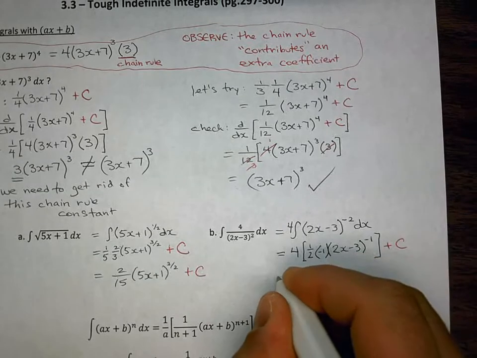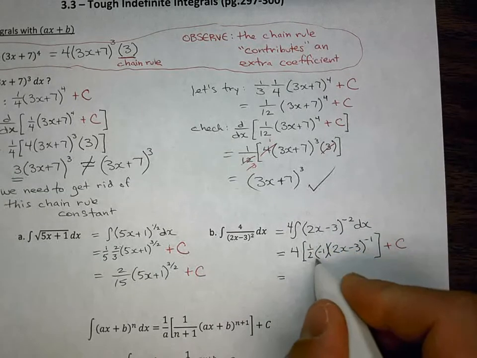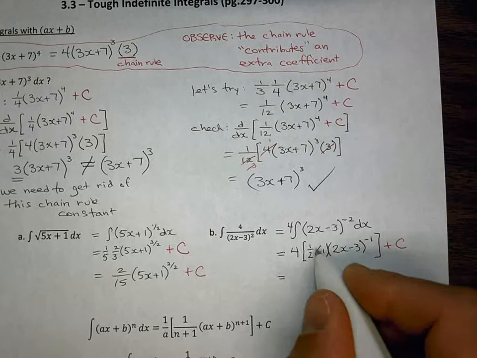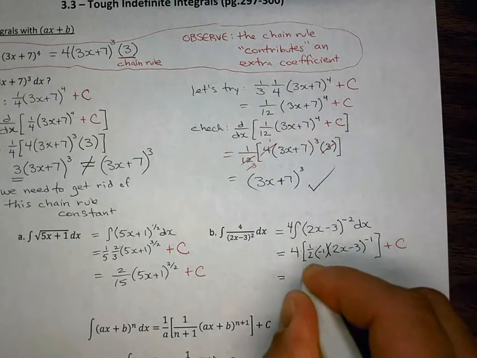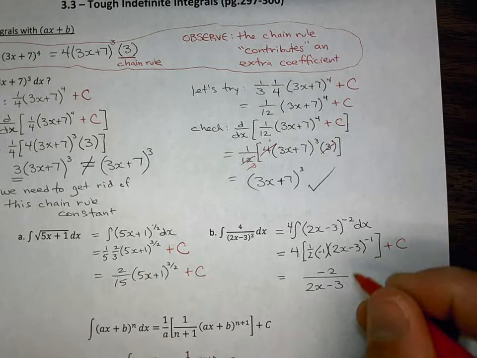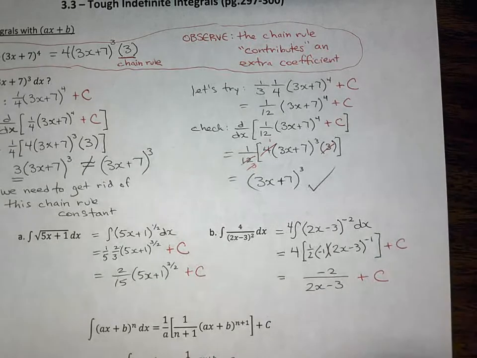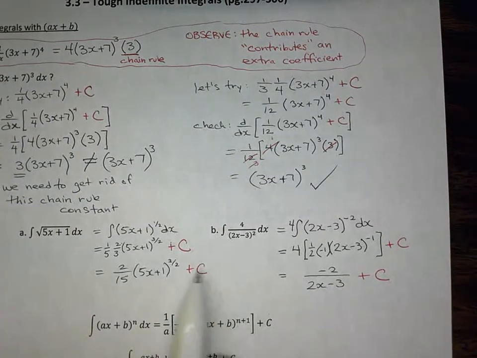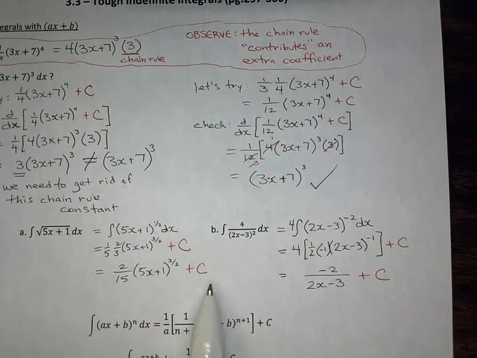Okay, now I just clean this up. So I figure I get 4 divided by 2 with a negative, so I get -2 over (2x minus 3) plus c. Again, that's the way I like to do these questions. I like to reason through them. Those are never too bad.